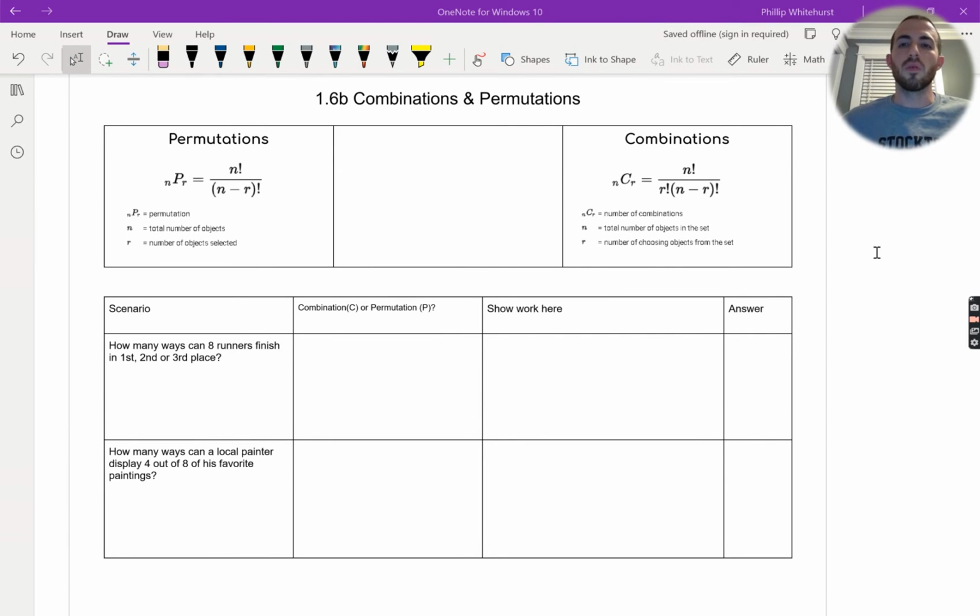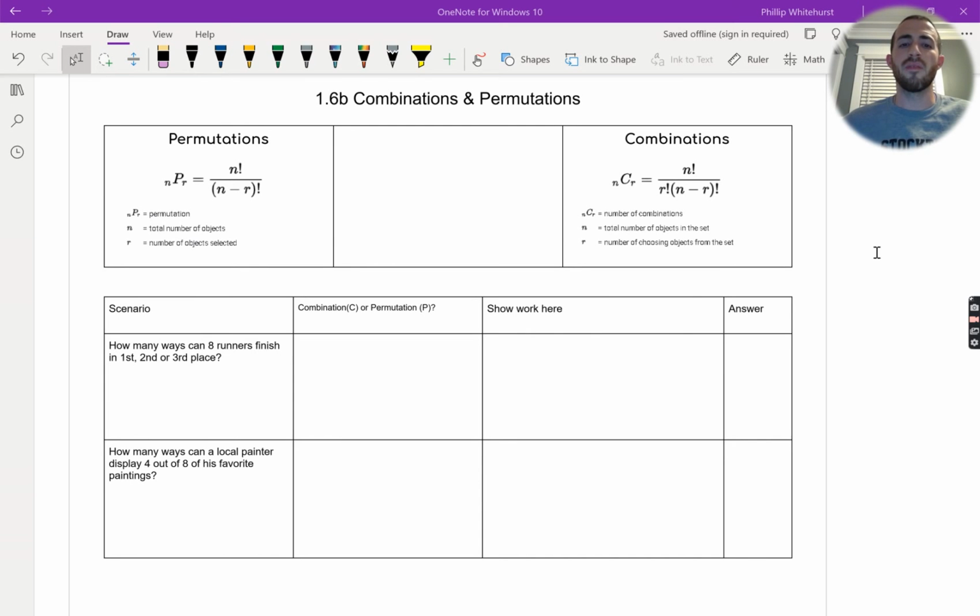Now we're going to add a little bit more to it. We're going to actually calculate how many permutations or how many combinations there are going to be in these situations. First, how many ways can 8 runners finish in first, second, or third?